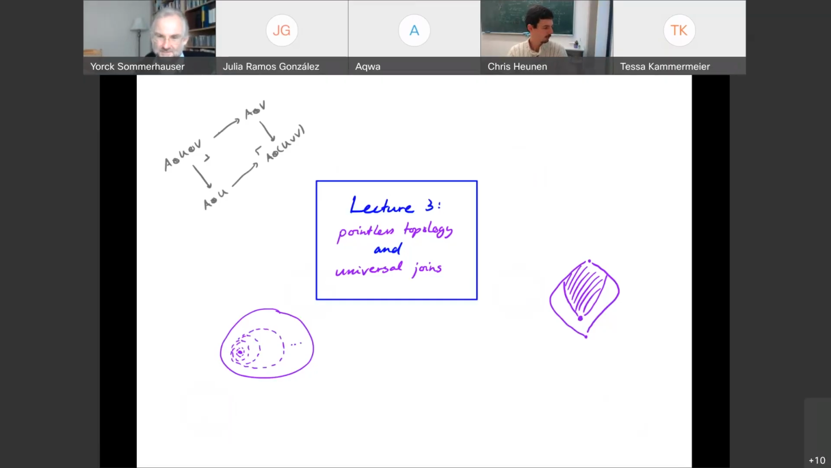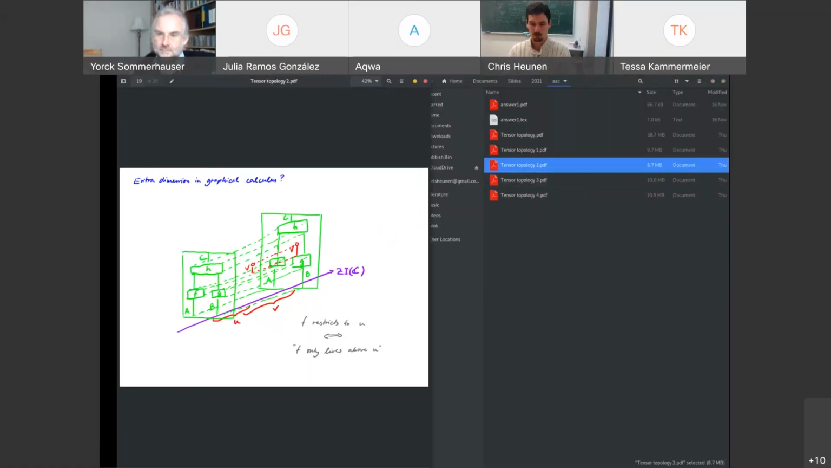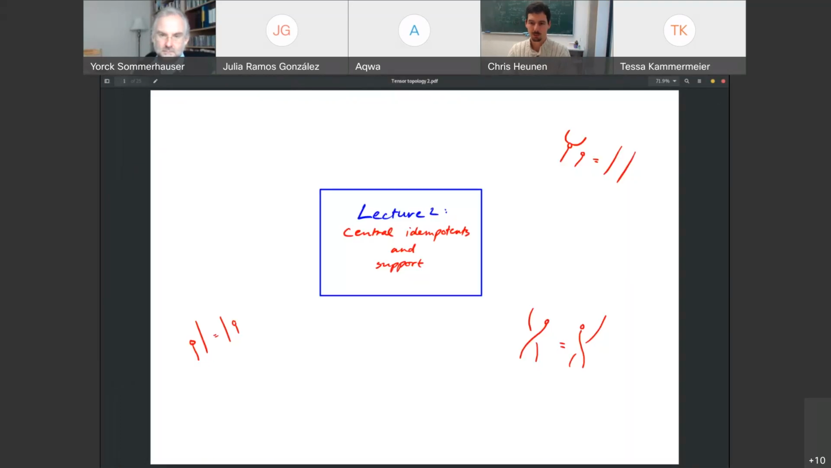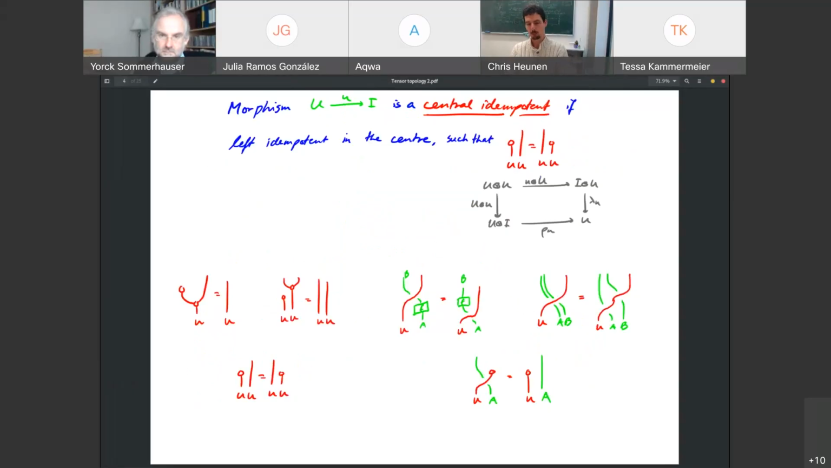Thank you very much, and welcome back everybody for a new exciting week of tensor topology. So just to summarize quickly what we did last week, because of course nobody forgot, but nevertheless, we talked about monoidal categories, and we looked at certain morphisms into the tensor unit called central idempotents. We asked that they satisfy all these pictorial equations that you see on this slide. And we call them central idempotents.